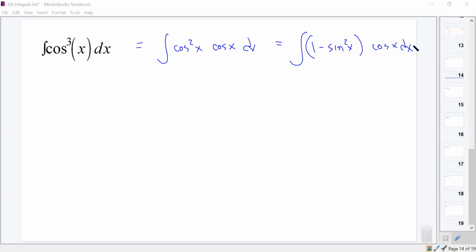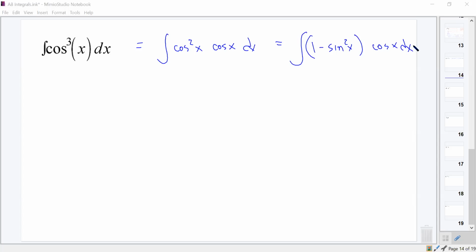All right, what are we going to do from there? 1 minus sine squared x times cosine x. Anybody? Do a u-substitution for cosine x.